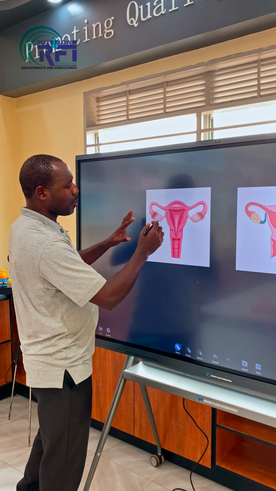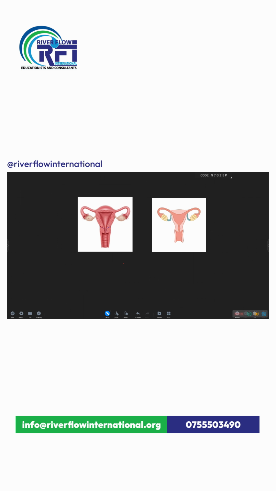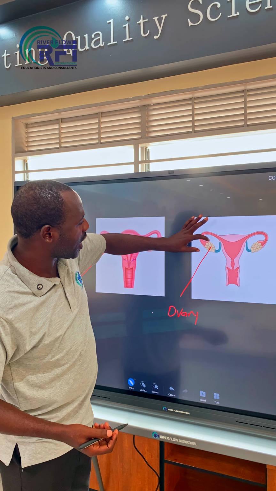the part in the female reproductive system we call the ovary. It is this part that we call the ovary. And when you look at this, here we have the eggs in the ovary. They are showing us the eggs.